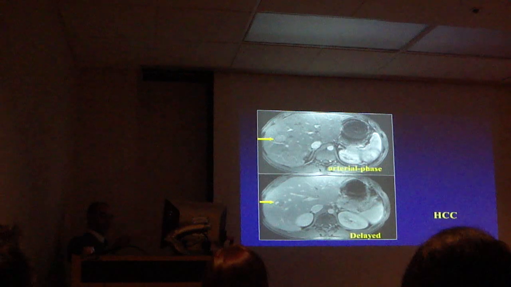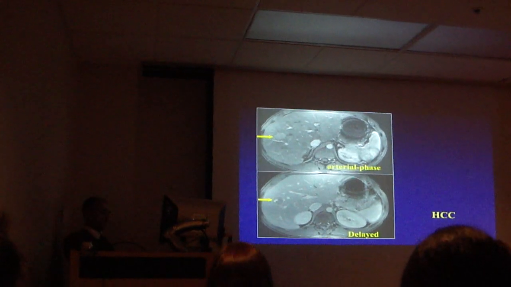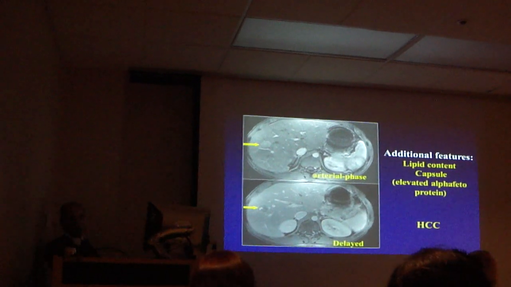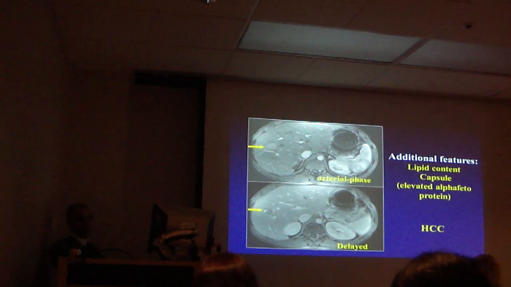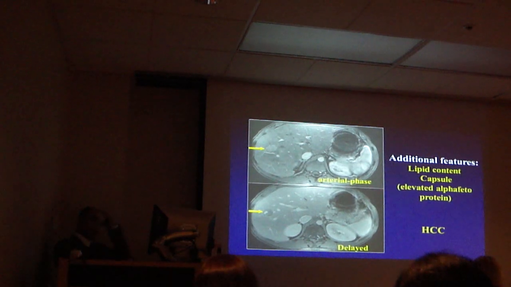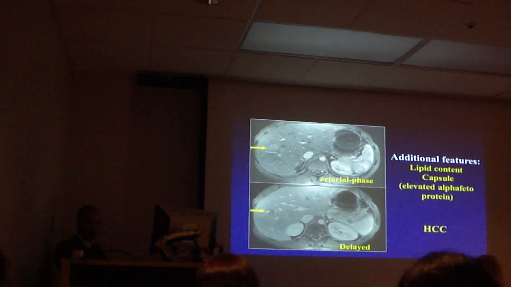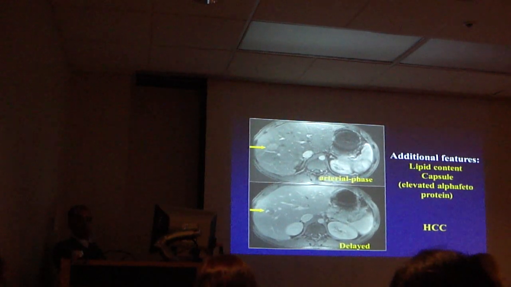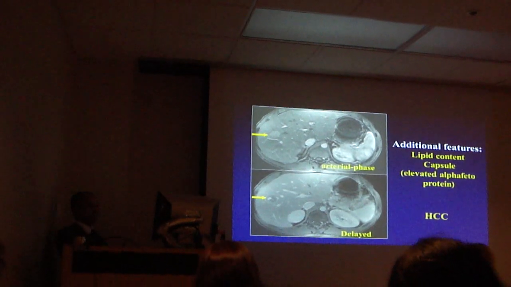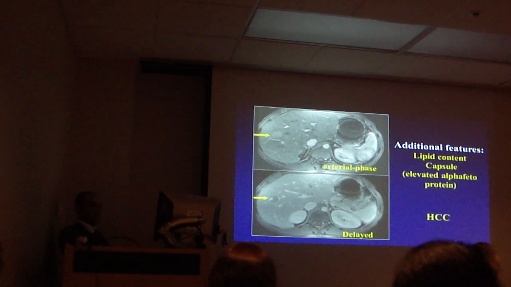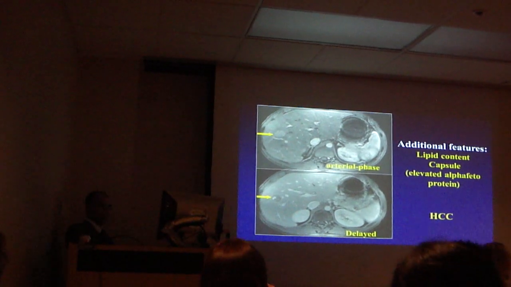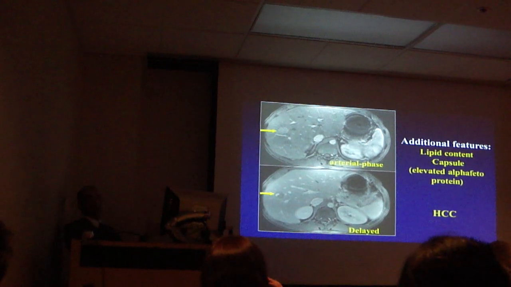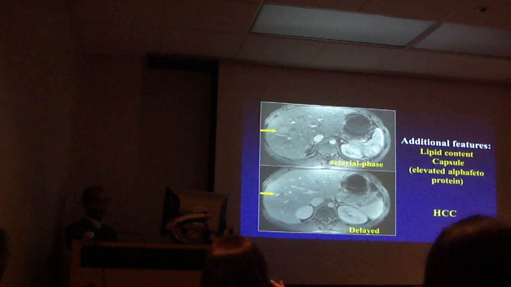Any questions? Should we move to the next? Excellent. Okay. So additional features are lipid content, and you can have a capsule or pseudocapsule around it. Also elevated alpha-fetoprotein can help. But as a radiologist, you're going to rely on margin and washout. Remember that. Otherwise, books and literature will always confuse you about T1 hypo-intense, T1 hyper-intense, T1 iso-intense, and everything on T2 is similar. Hypo, iso, and everybody will advocate their cause.